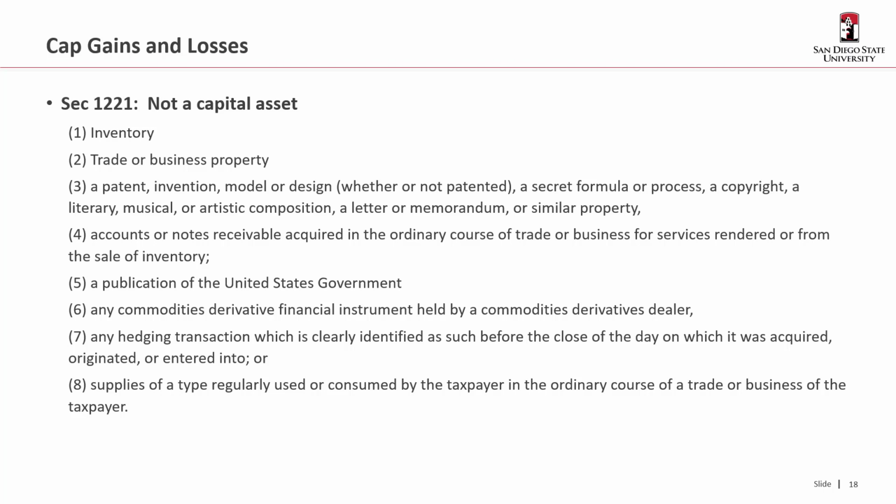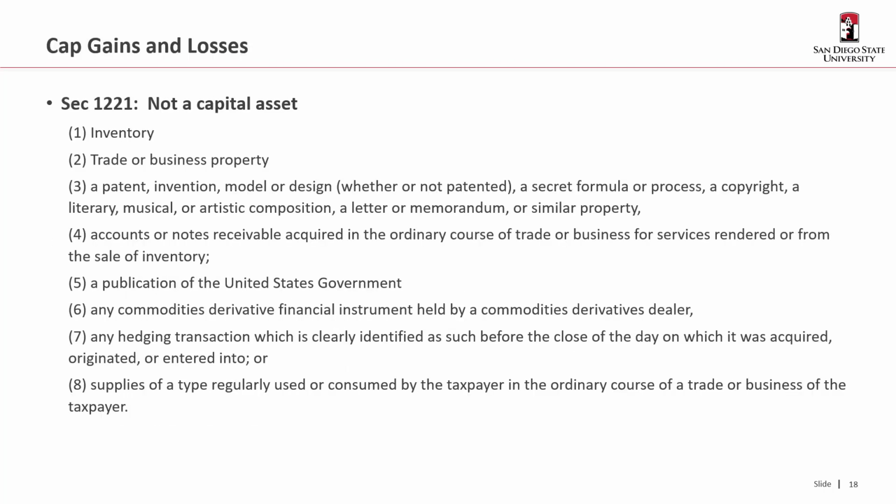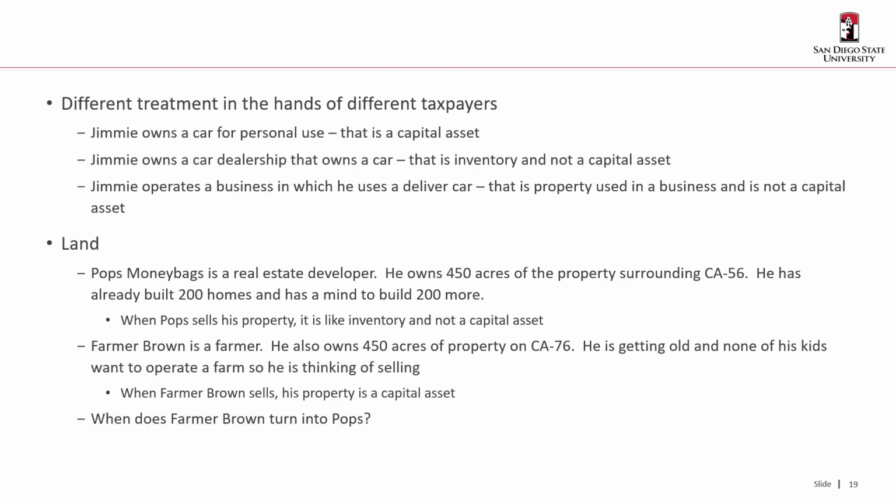And again, I want to draw your attention. First, inventory, right? No surprise there. But secondly, any trade or business property. So property used in a trade or business is not a capital asset. So let's talk about this different treatment for a second. So let's say Jimmy owns a car for personal use. As it turns out, that is a capital asset, right? Because there's nothing on the not a capital asset list that would sweep that in.